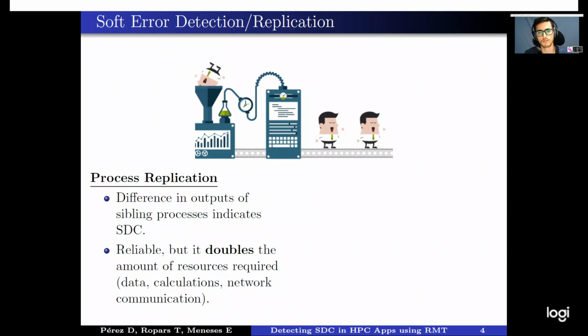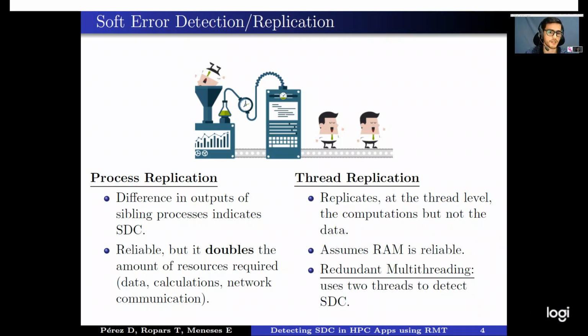So contrary to that, there is thread replication, in which the replication happens at the thread level. And it replicates the computations, but not the data. So it's supposed to be cheaper. But because it does not replicate the data, it has to assume that the main memory is reliable. And the main technique within thread replication of this paper, the one that we focus on, it's called redundant multithreading, in which there are two threads that are used to detect silent data corruptions.